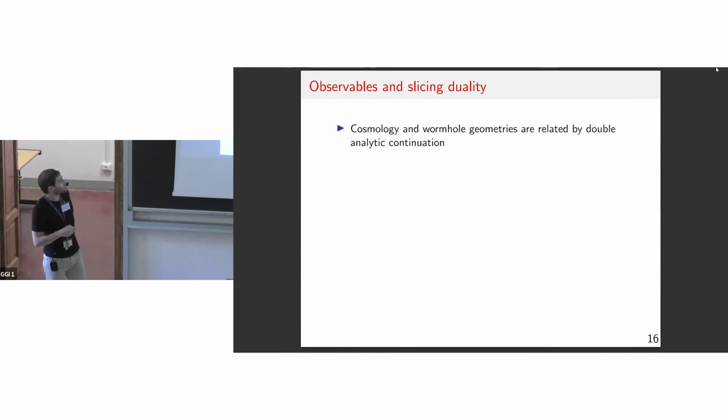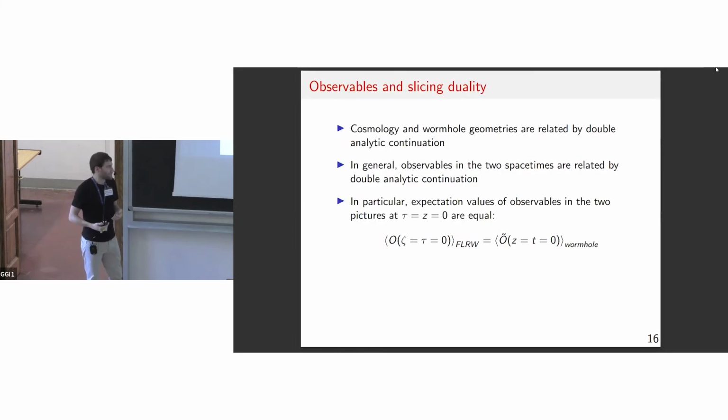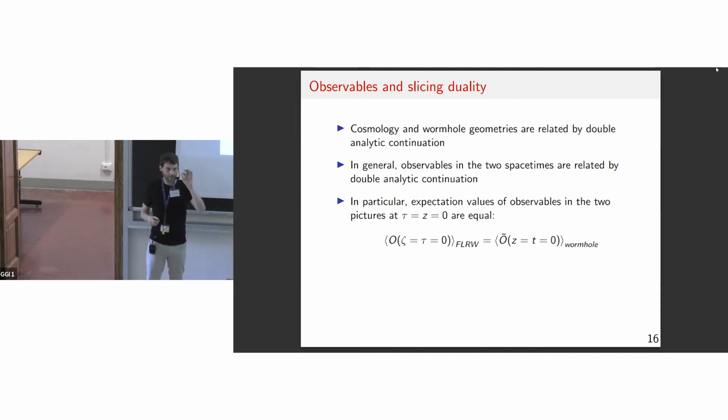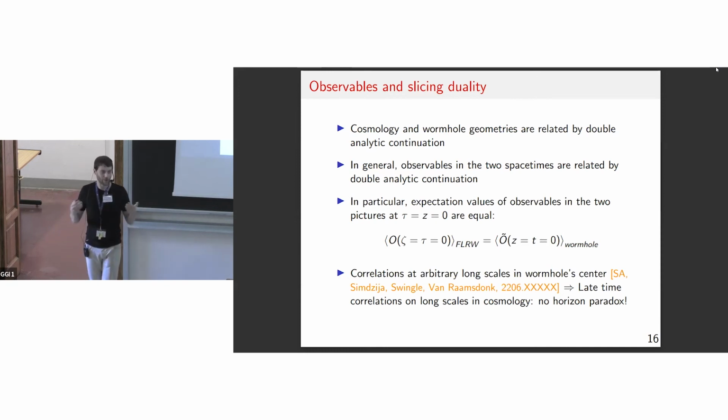The idea is that the cosmology and the wormhole geometries are related by this double analytic continuation, and in general, all the observables, and not only the scale factor, not only the metric, are related to each other by double analytic continuation. The simplest example of that is to take the codimension 2 slice at the center of the wormhole at time equals 0, or at the center of the evolution in cosmology. And if you look at that codimension 2 slice, observables in the cosmology are exactly equal to the corresponding observables in the wormhole. Now, this feature tells us that if in the wormhole you have correlation at very long scales, then that correlation will also be in the cosmology.